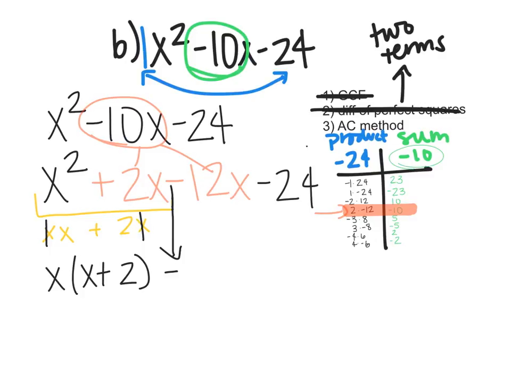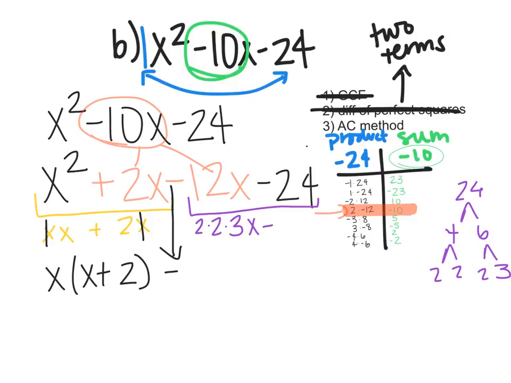And then I need to prime factor my 12x and my minus 24. So 12, we did that a second ago, was 2 times 2 times 3, and then x. And if you were to prime factor 24, well, 24 is 4 and 6, 4 is 2 and 2, and 6 is 2 and 3. So it's really 2 times 2 times 2 times 3. So I'm looking for what these two pieces have in common. Well, they both have a 2. They both have another 2. And they both have a 3.